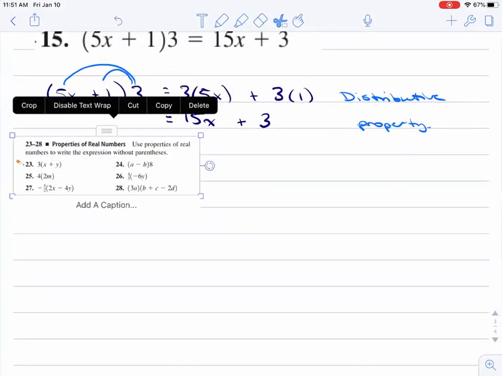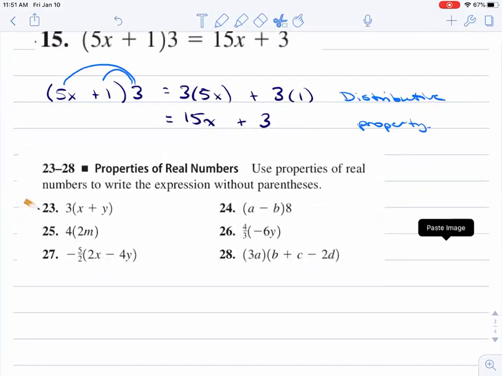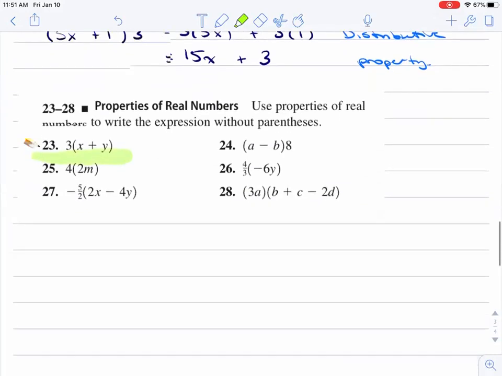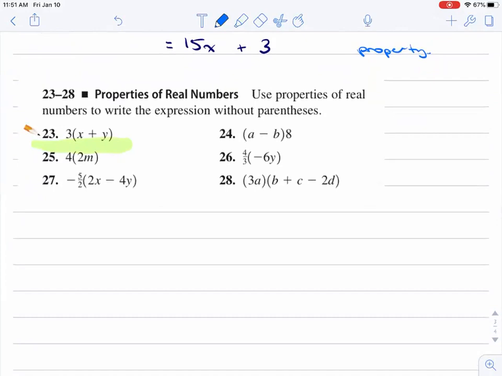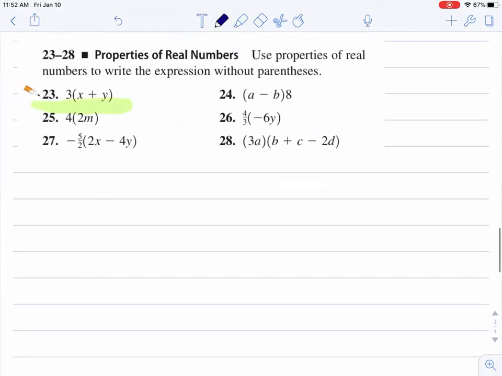Just steal the whole question this time, might be easier. So there will be more to do, but for now, let's do 23. What it's asking us to do is just to expand this using the appropriate rule that we learned. So again, it's going to be that distributive property. Perfect. So if we've got 3 times x plus y, well, that becomes 3x plus 3y, and then we're done.